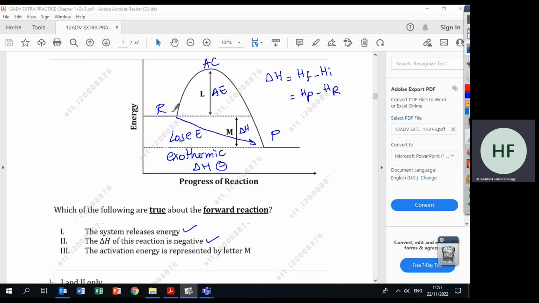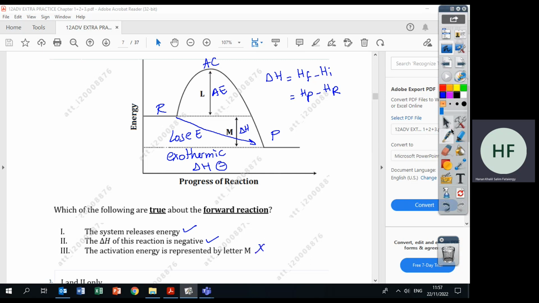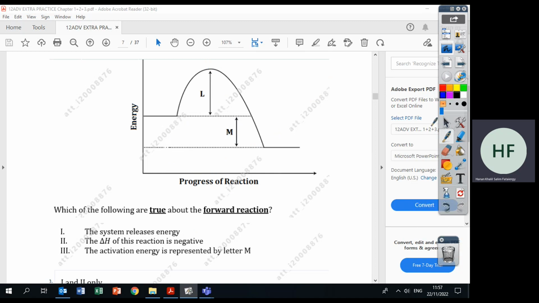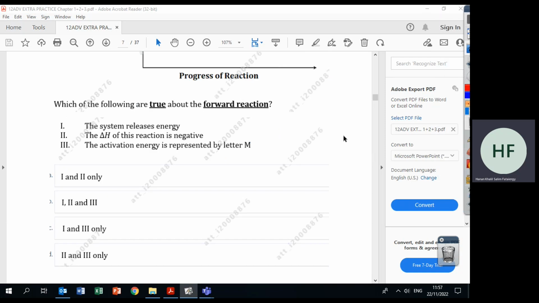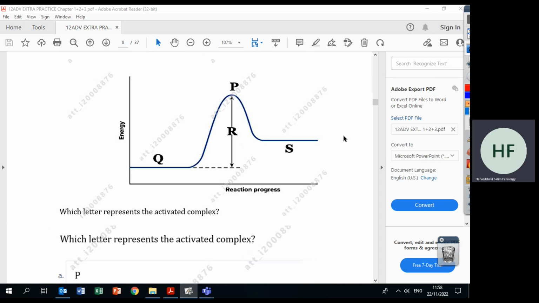AE is the height of the mountain, like you are here and your house is here. So you go all this distance, this is AE. So this one is wrong, so the answer is 1 and 2. Let's see which is the correct answer. Now the correct answer is 1 and 2 only, so the answer is A.